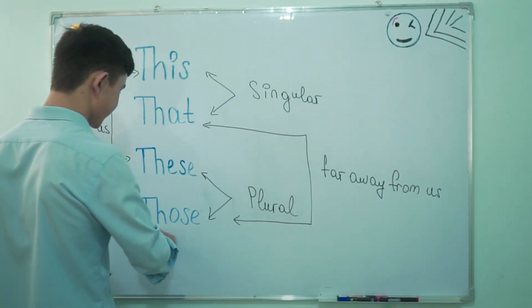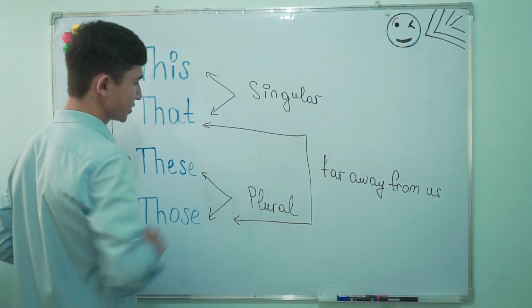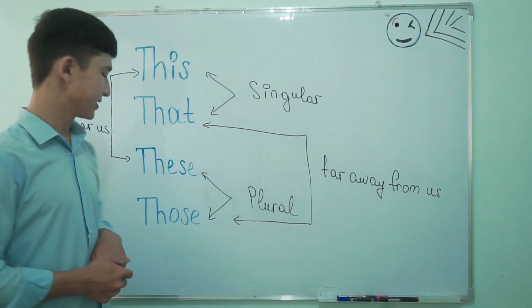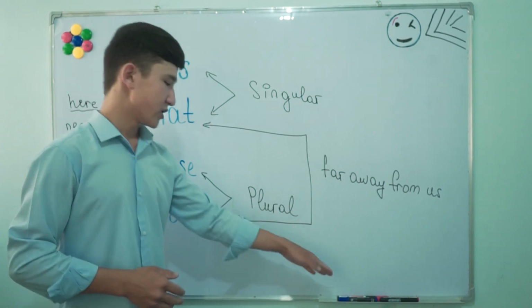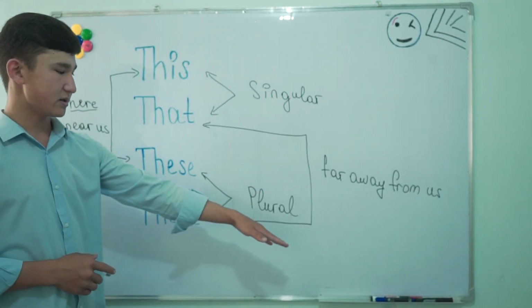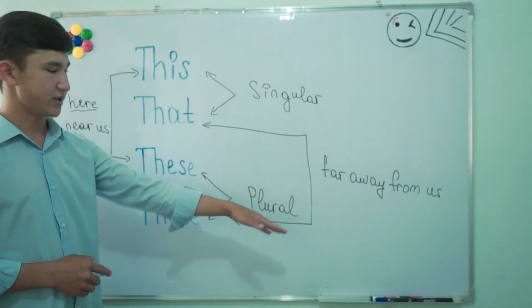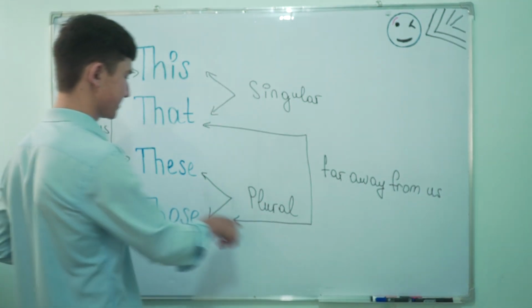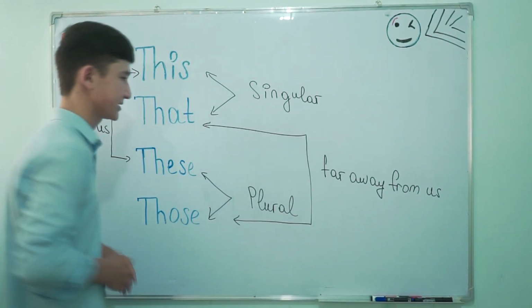And those is plural, but it's far away from us. Those are markers, because we said those is plural but far away from us, okay?